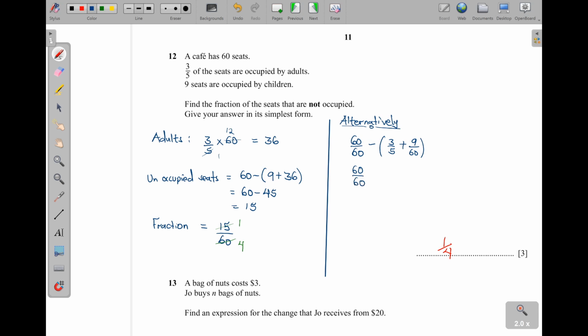So 60 out of 60 minus, the LCM of 5 and 60 is 60. Now 60 divided by 5, you get 12. 12 times 3, you get 36. Then plus 60 divided by 60, then times 9. So we shall now have 60 over 60 minus the 45 here over 60. The denominator is the same, so we get the numerators and we subtract them. So 60 minus 45, we shall get 15 over 60, which automatically gives us a quarter.